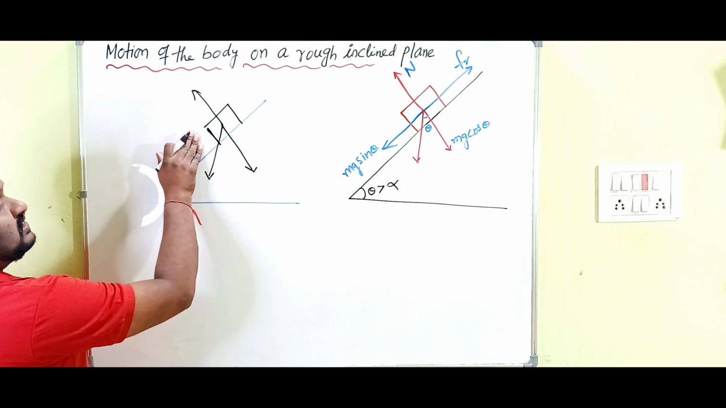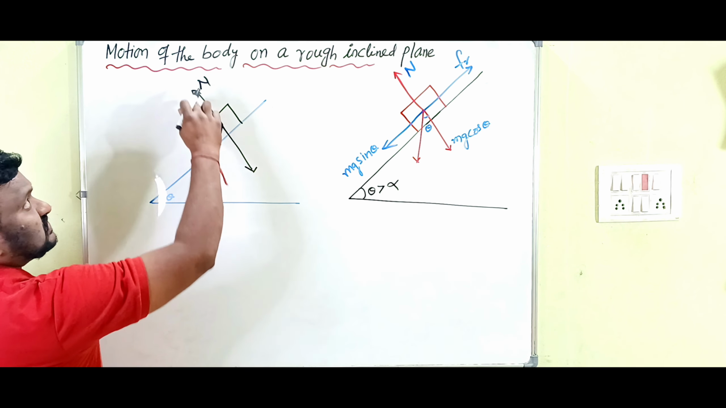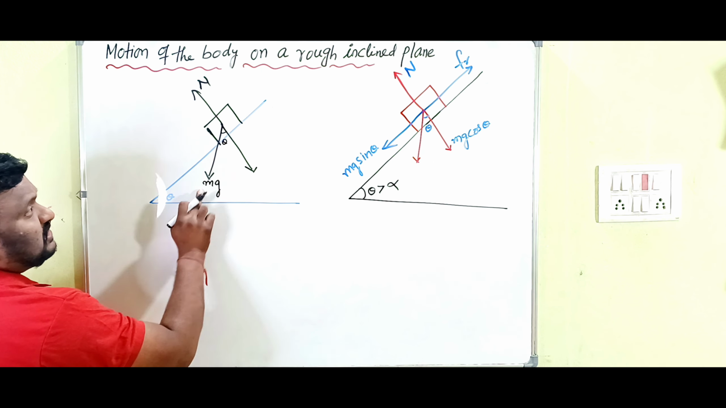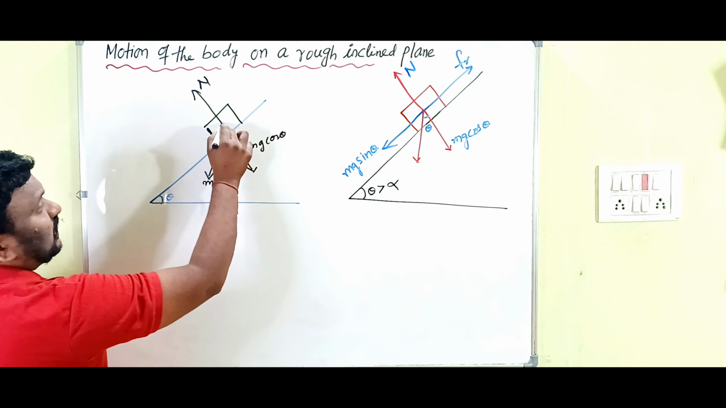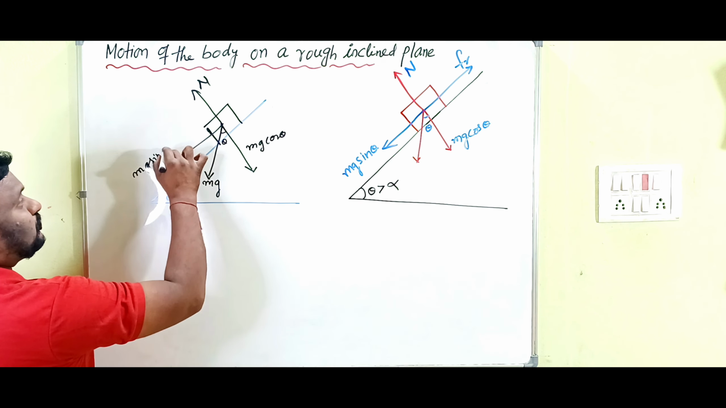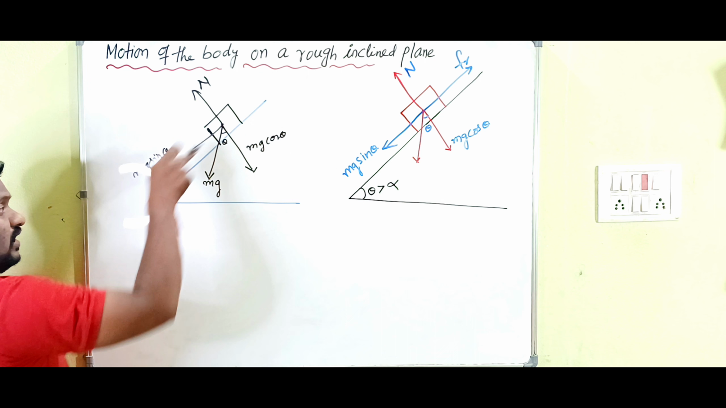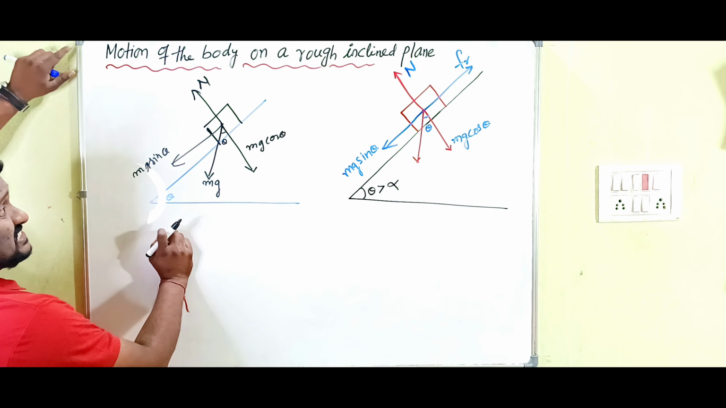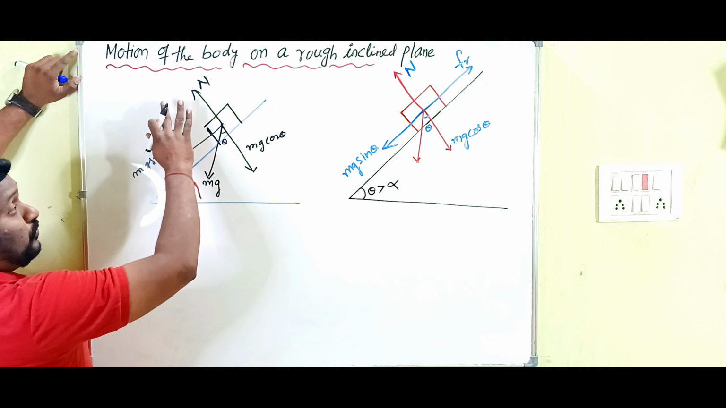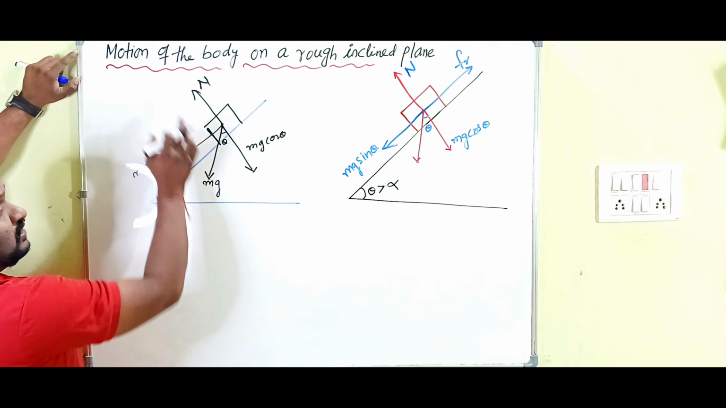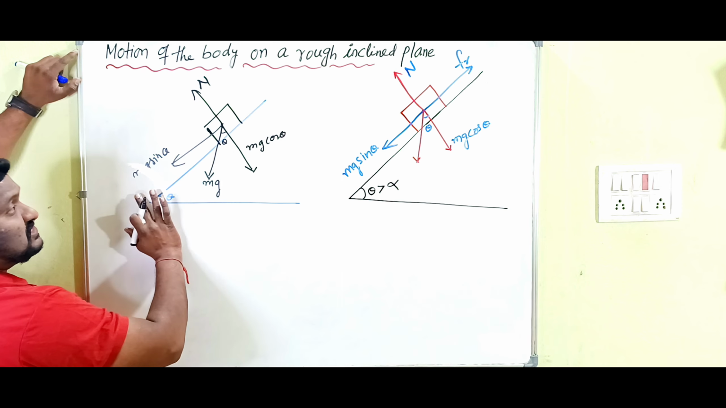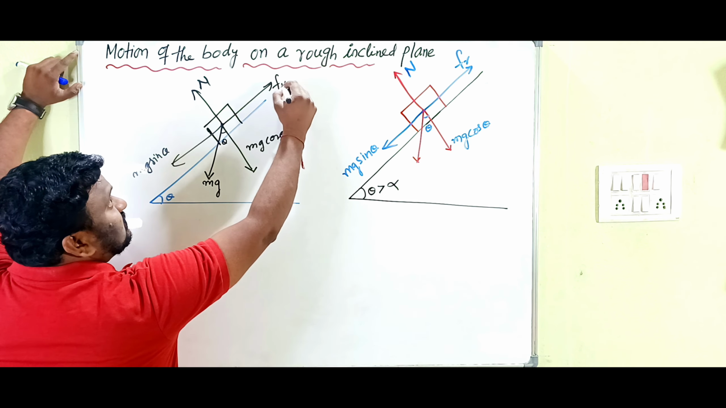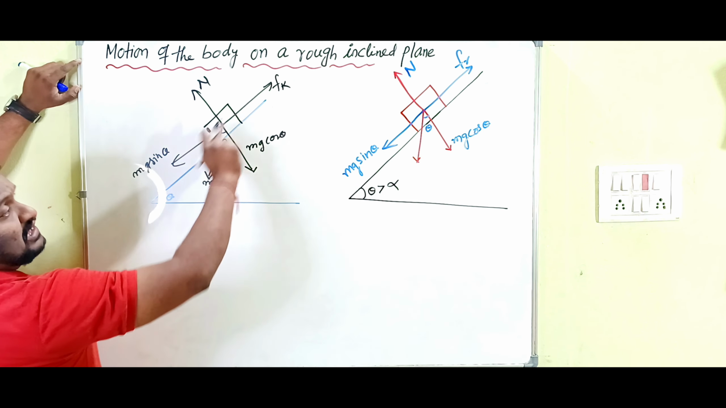When it slides, there are some forces acting on the body. One is the normal force, and the weight is divided into two components. This is mg, and now it is mg cos theta and mg sin theta. When the body is moving along the rough inclined plane in the downward direction, there are a number of forces acting like this. Normal force is acting upward, and weight is divided into two components, mg cos theta and mg sin theta. When the body slides down, some frictional force acts in the upward direction. When it slides, the body experiences kinetic friction.